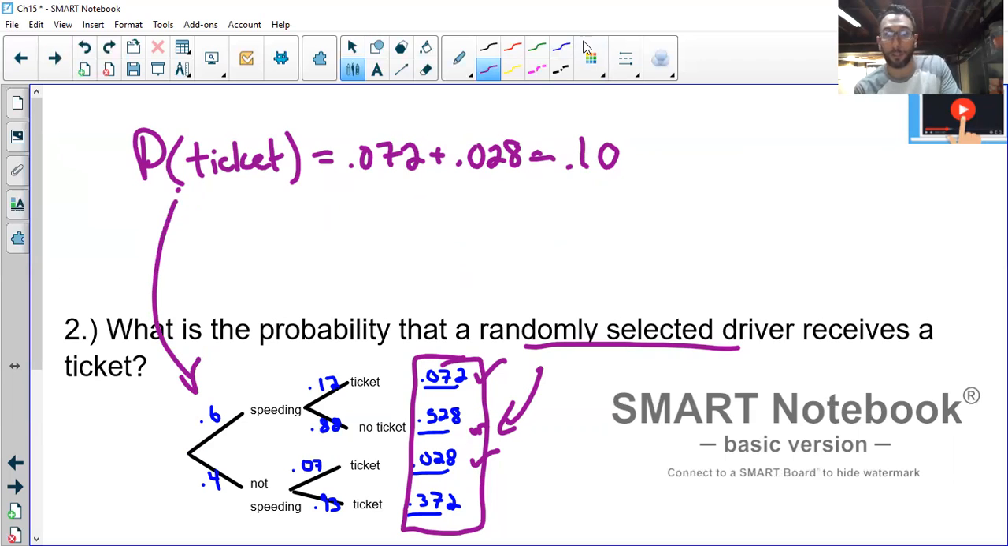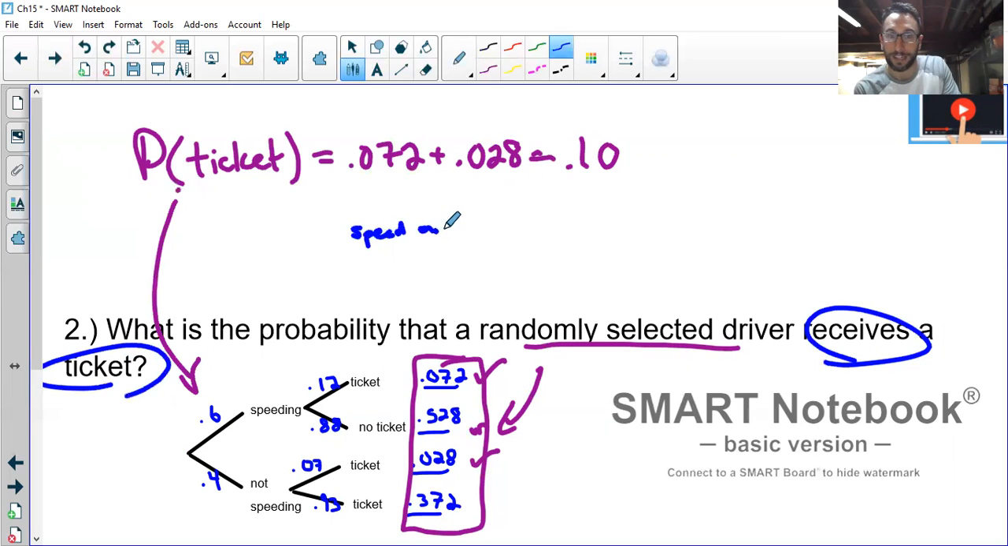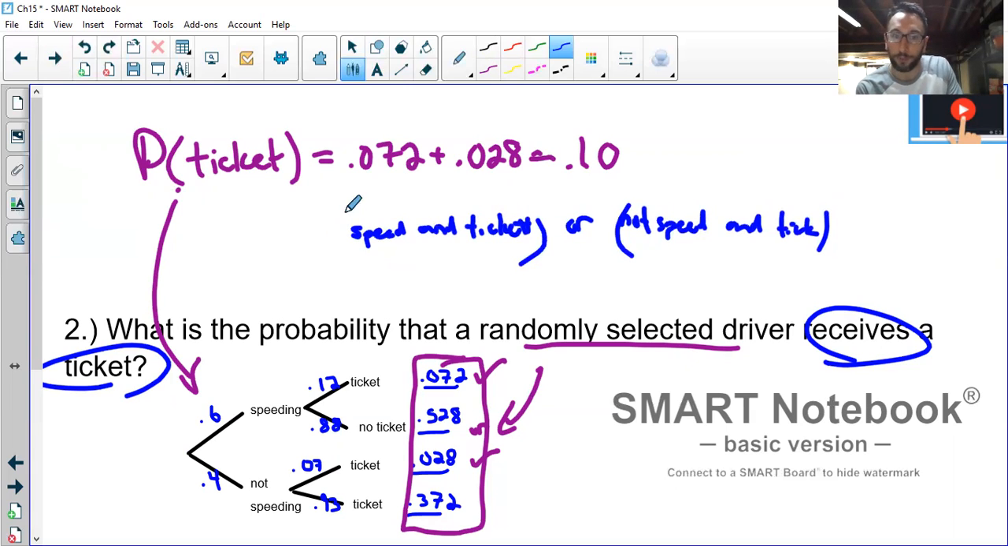Now, I do want to mention that you could answer this question without a tree diagram. What you'd have to think about here is the probability that someone gets a ticket, receives a ticket. That could happen 2 ways. You could be speeding and get a ticket, or you could be not speeding and get a ticket based on the information given. So you could do the problem without the tree diagram. Now I just have a lot of information to sort through.